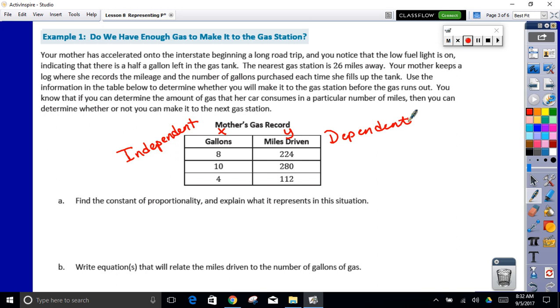Now, part A asks us to find the constant of proportionality and explain what it represents in this situation. Reed, what letter do we use to stand for the constant of proportionality? K. And how do we find K? Y divided by X. Okay, Y divided by X. So take a second and do Y divided by X. Let's see first if this is really a proportional relationship. So divide Y divided by X for each column in the table and see if you get the same thing. In real life, you probably wouldn't, but since this is a fabricated problem, it's probably going to work out.